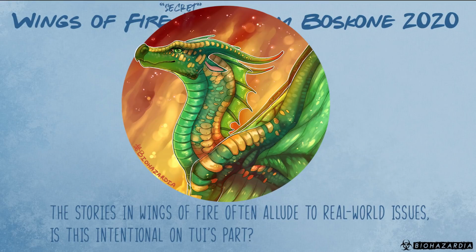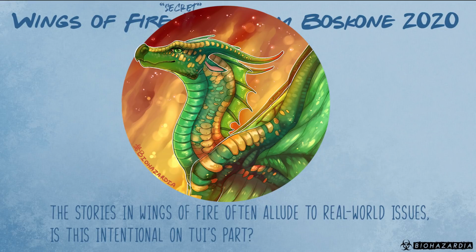The stories in Wings of Fire often allude to real-world issues. Is this intentional or subconscious? TUI said that it's definitely intentional. She noted that she isn't fully qualified to talk about all the real-world issues, but she wants to start a discussion between readers and parents.